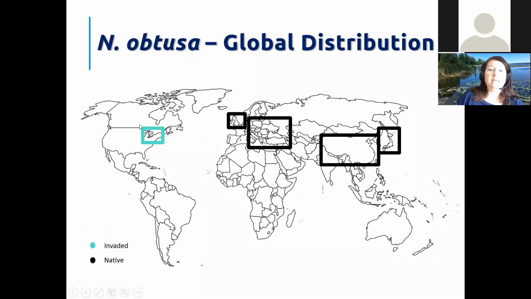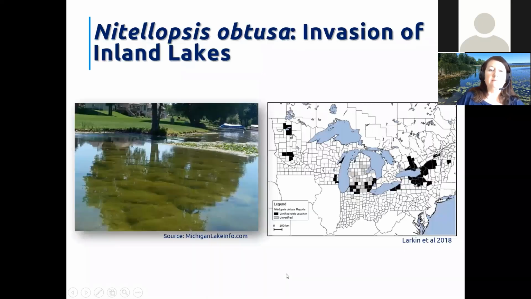But back in the mid-70s is probably the earliest report of it being found in the St. Lawrence River. And then by the 80s, it was found in Lake St. Clair. And so here's Lake St. Clair here, so you can see better.